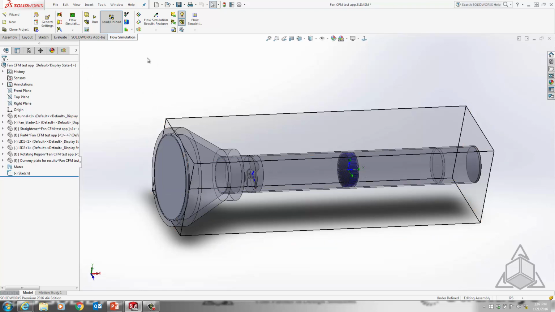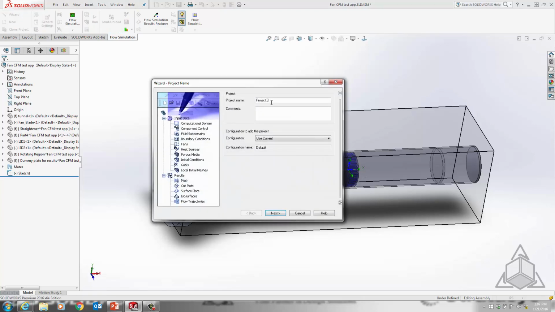As you can see here, I've turned on my flow simulation add-in. If you look under the SolidWorks add-in, SolidWorks Flow Simulation is indented, which means it's turned on. That brings up the Flow Simulation tab. I'm going to use this wizard tool right here to walk me through setting up all my initial conditions for this analysis. I'll call this live test.